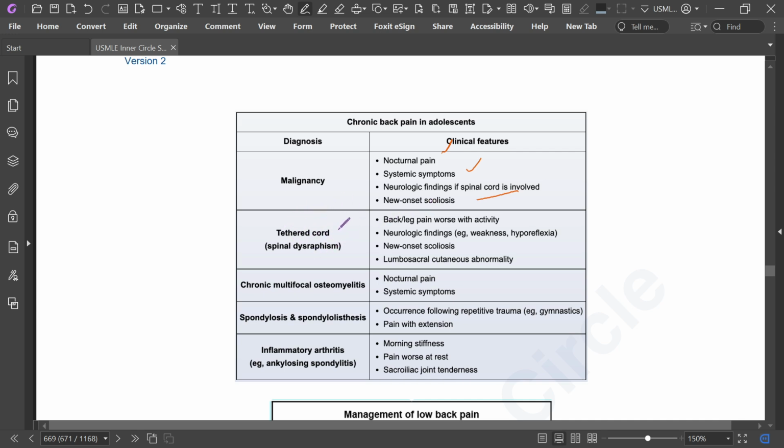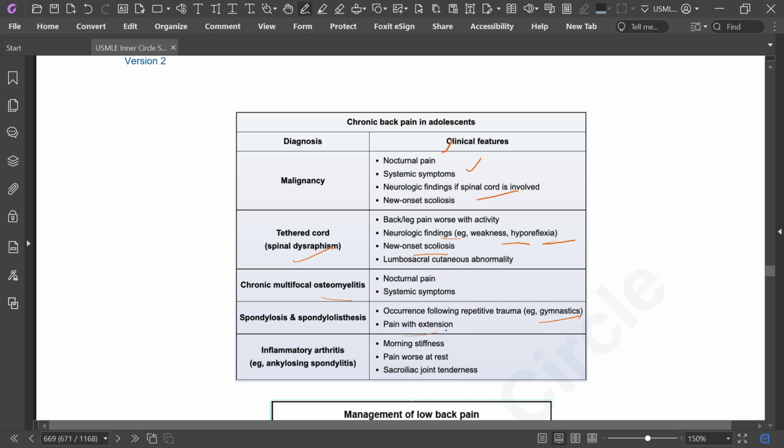spinal dysraphism. There is back or leg pain worse with activity, neurologic findings like weakness and hyporeflexia, new onset scoliosis, lumbosacral cutaneous abnormality, chronic multifocal osteomyelitis with nocturnal pain and systemic symptoms, spondylolysis, spondylolisthesis.